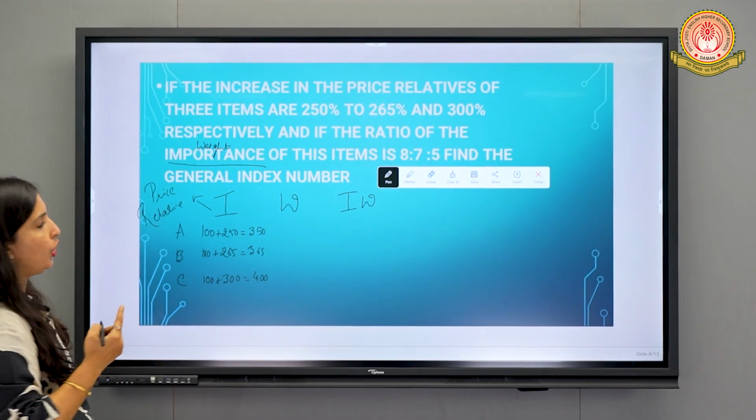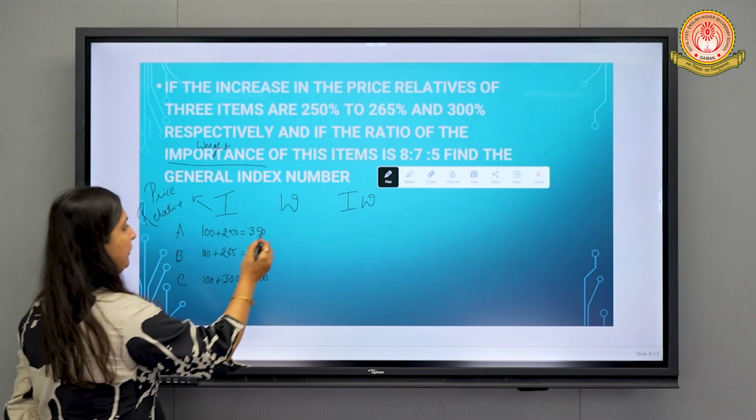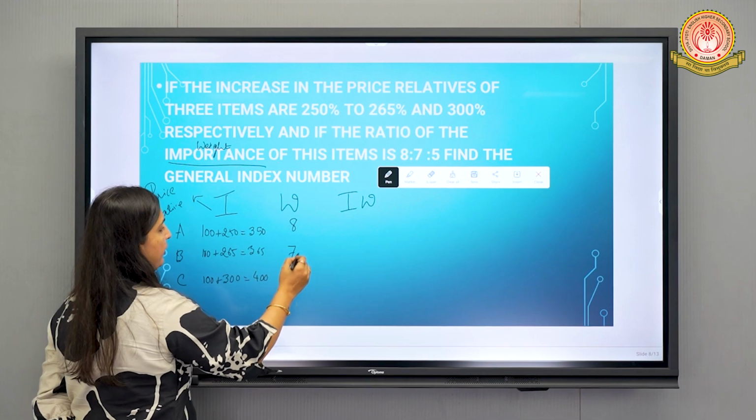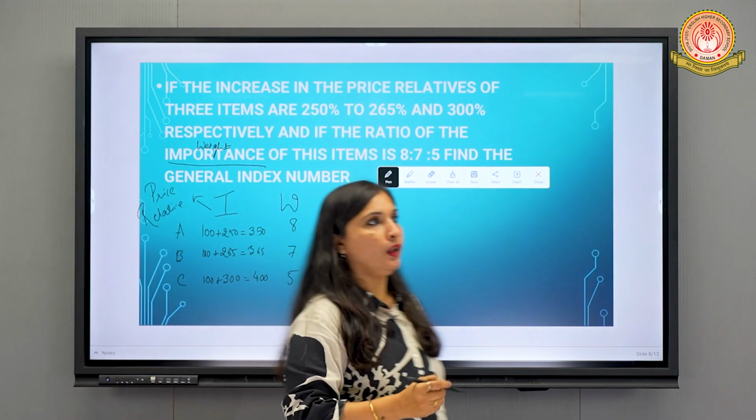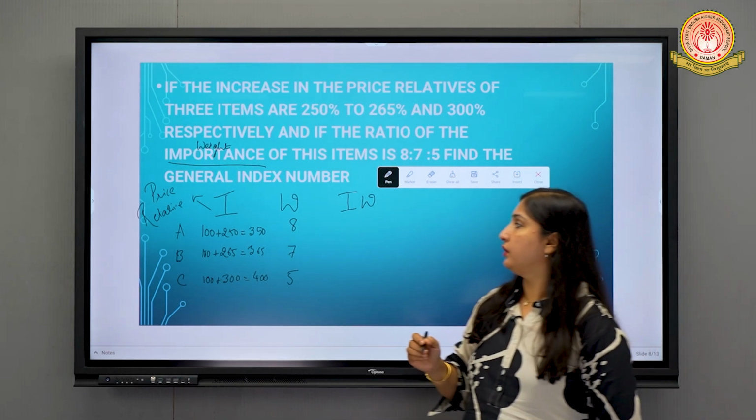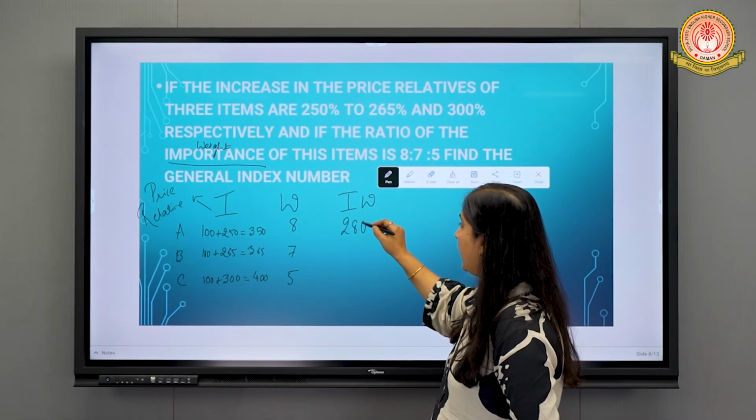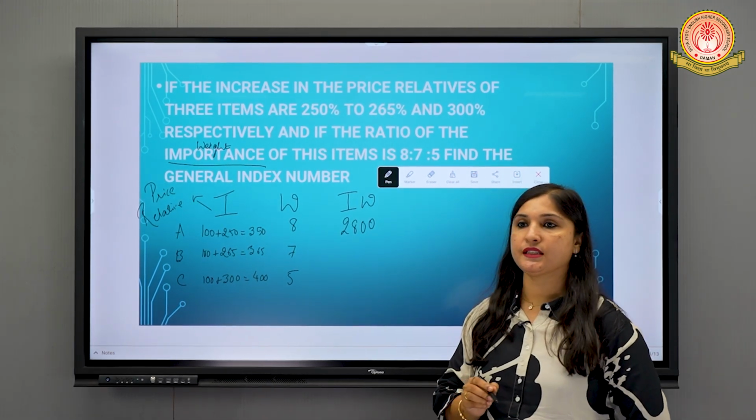Okay, weight is given to you. How is the weight? 8:7:5. So weight will be 8:7:5. Now for IW we have to multiply I with W, right? 350 into 8? 2,800. 365 into 7?